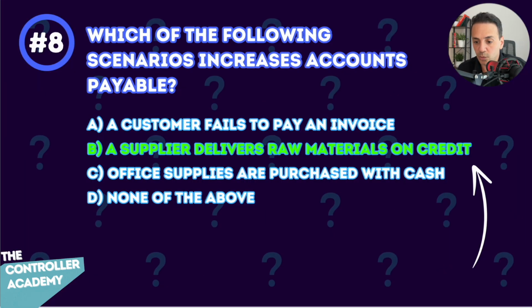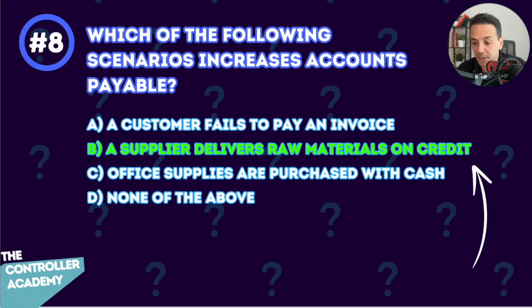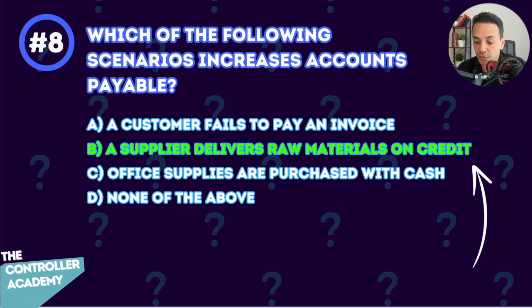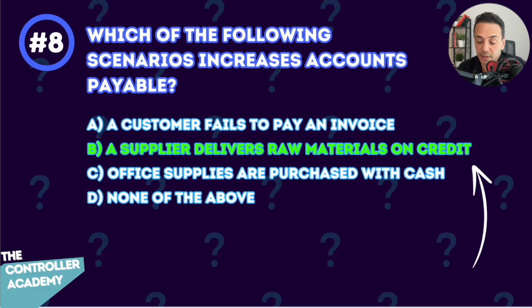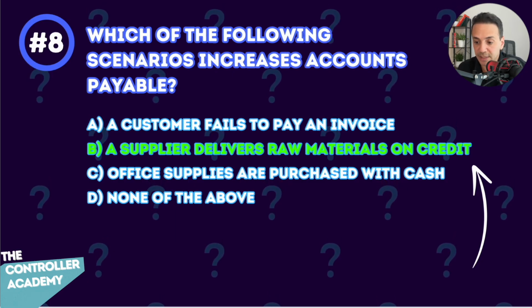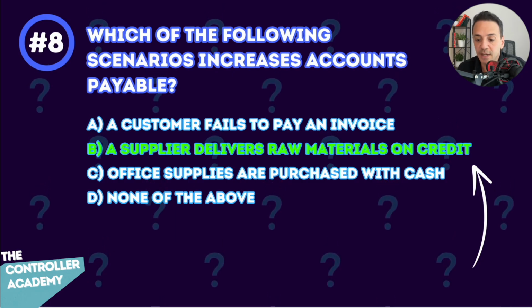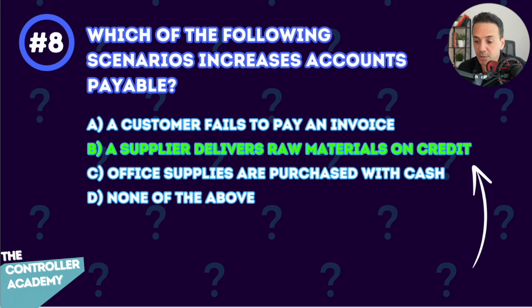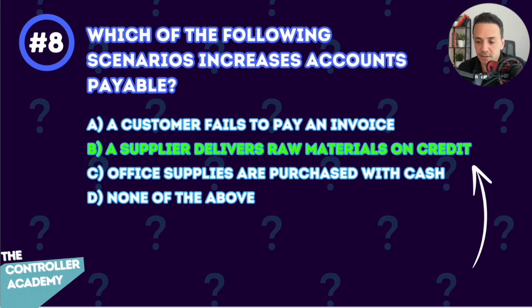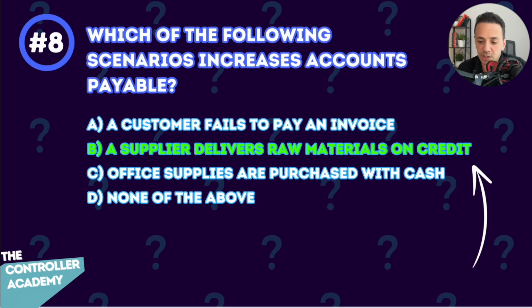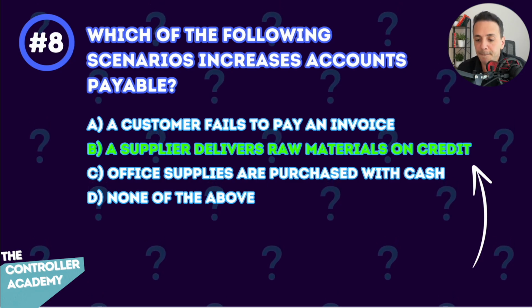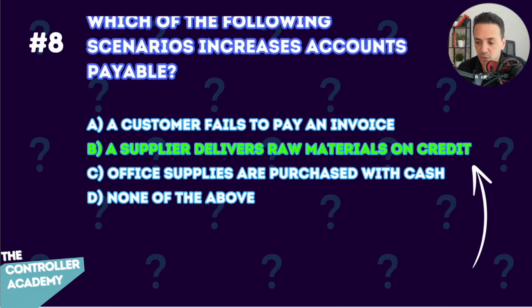All right, and of course the correct answer is B, a supplier delivers raw materials on credit. That's when you increase accounts payable. A, a customer fails to pay an invoice. That has nothing to do with accounts payable. That's an accounts receivable concept. C, office supplies are purchased with cash. That's not going to affect accounts payable if you buy things with cash. And D obviously is incorrect as well. It is B, a supplier delivers raw materials on credit.